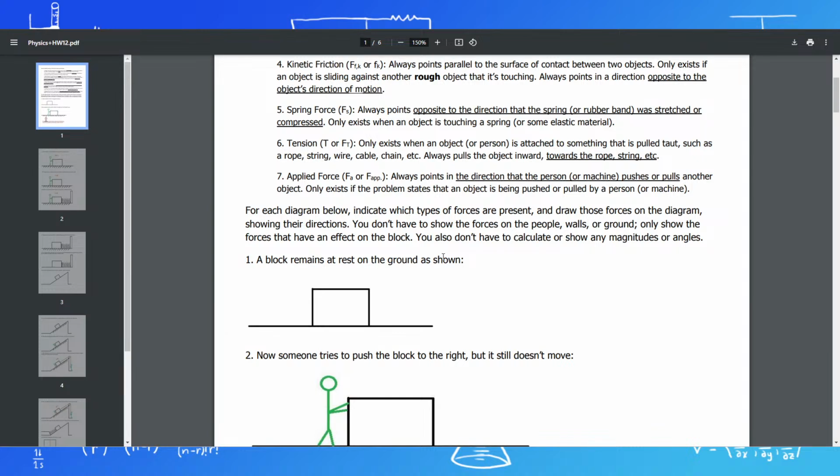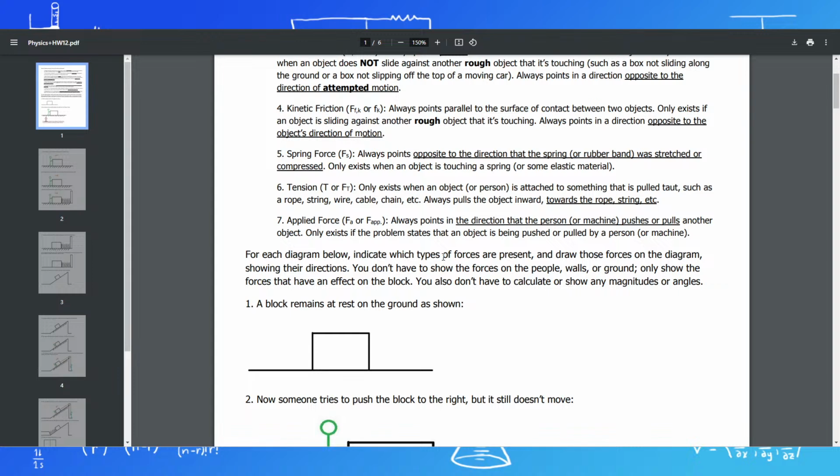Spring force always points opposite to the direction that the spring or rubber band or whatever was stretched or compressed. Only exists when an object is touching a spring or some elastic material, and I would also add that that elastic material would have to be stretched or compressed from its default length.